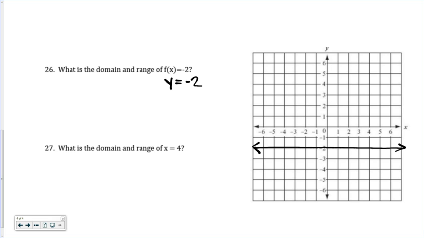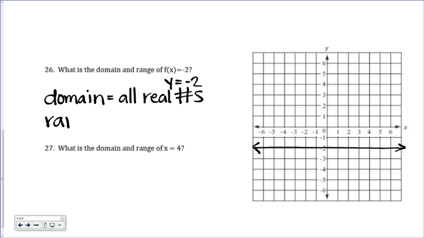So domain, it's asking me what can I plug into this function and get a range of negative 2. So any value I plug in, doesn't matter positive, negative, it's going to continue because these arrows are telling me it continues on in both directions. So the domain would be all real numbers. And our range is -2. It's the only output that you can have, or your only y value.